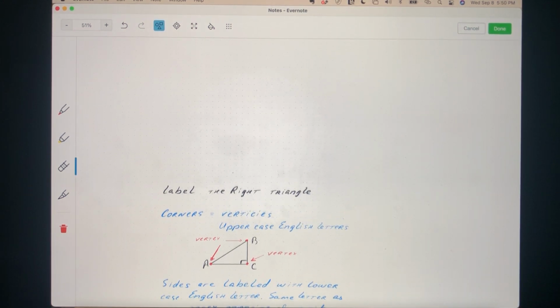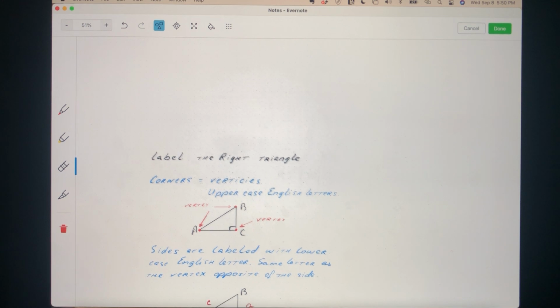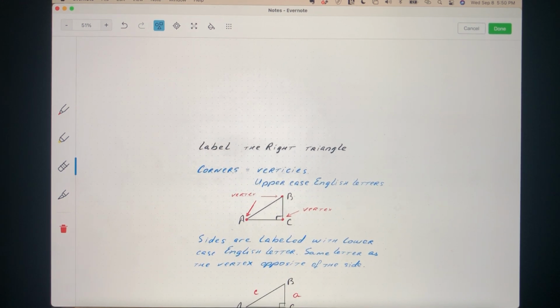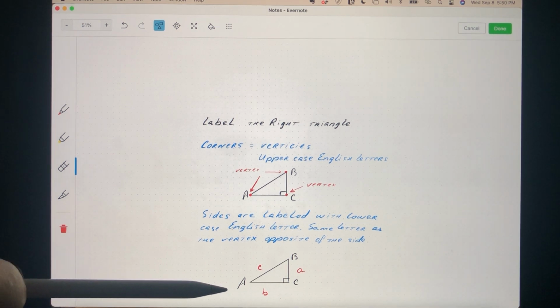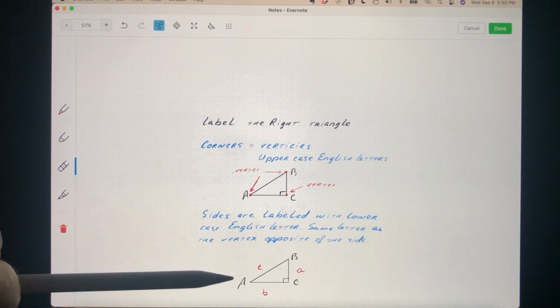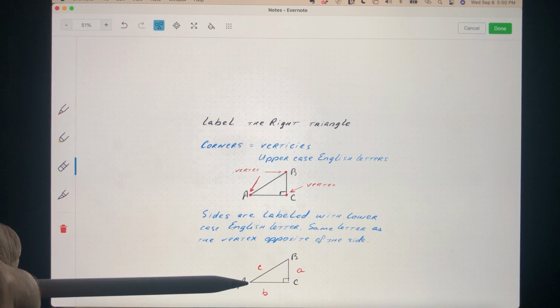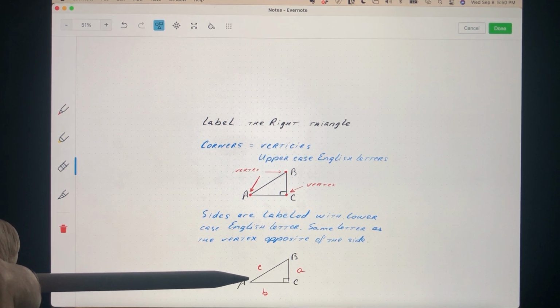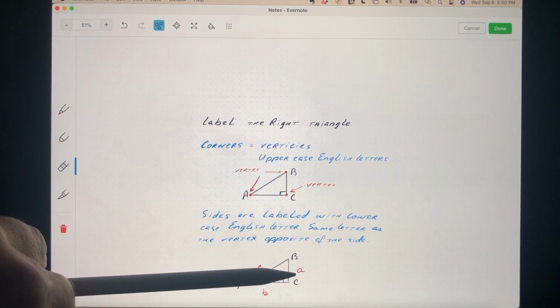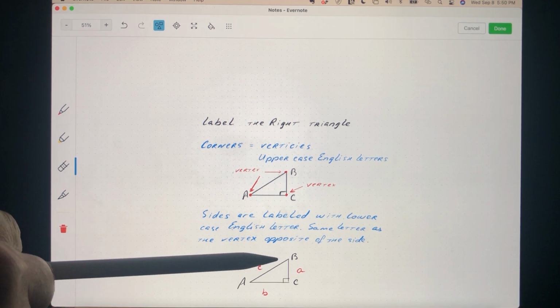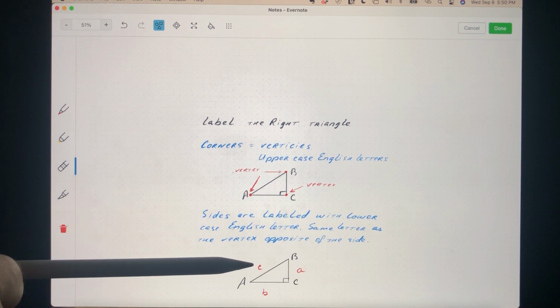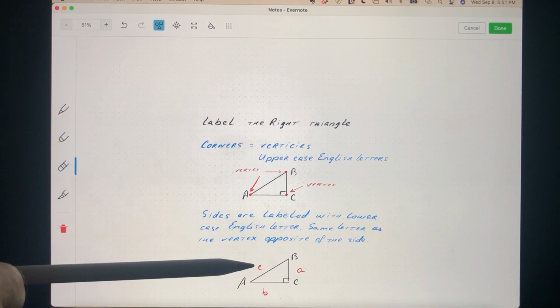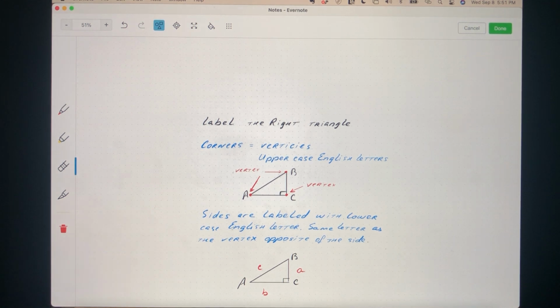Then we have sides, and the sides are usually labeled using the lowercase English letters that are the opposite of the vertex. So if the vertex is A, then the opposite side of it is called lowercase a. If the vertex is B, then the side opposite of it is lowercase b, and the side opposite of the vertex C is lowercase c.